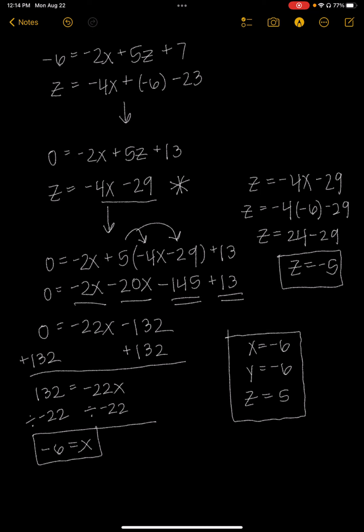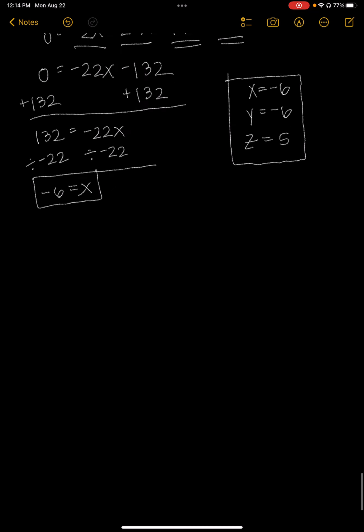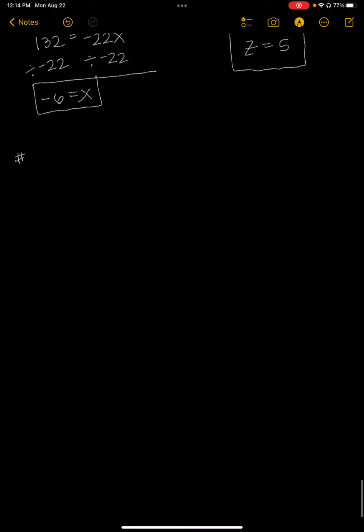So that wasn't so bad. All right, but let's look at the next example. For our next example, we have 5x plus y equals negative 19, negative x minus y plus 5z is equal to negative 6, and then x is equal to negative 3y plus 13.